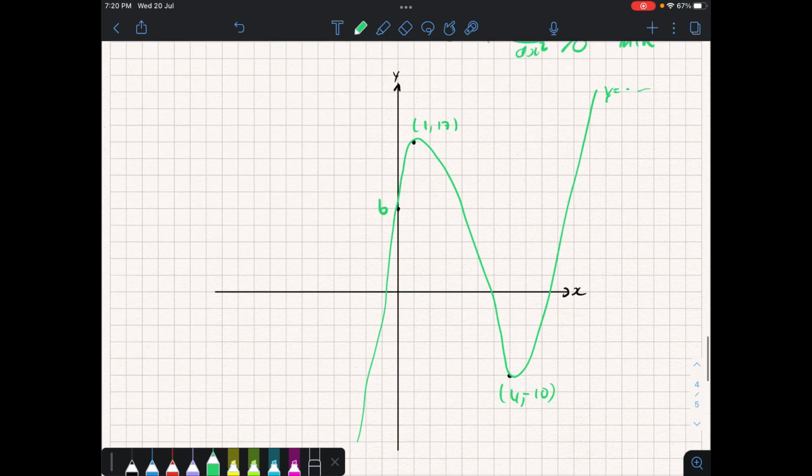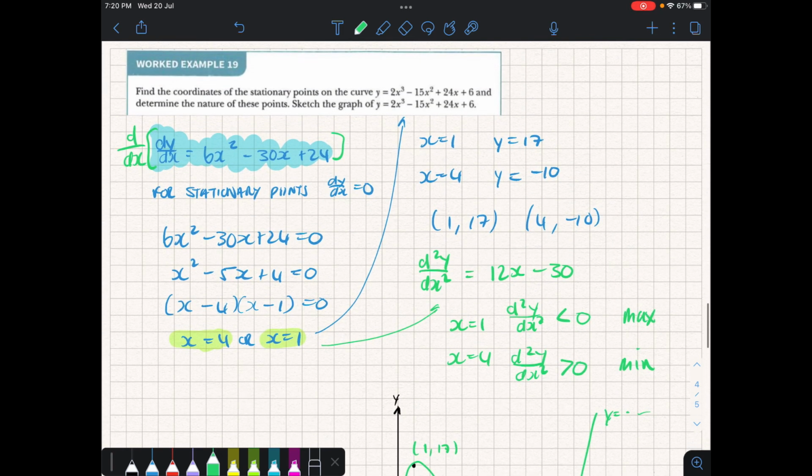All right, so that's just a look at how we can use the second derivative to calculate the nature of the stationary points. It's a very important rule to remember. It's something that we will use time and time again, knowing what the second derivative calculates. It's always the opposite. You'd think if it's less than 0, it would be a minimum, but it's the opposite. If the second derivative is less than 0, it's a maximum. If the second derivative is greater than 0, it's a minimum. So we can use that to calculate stationary points.